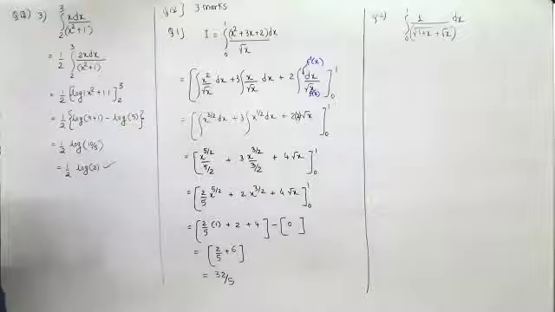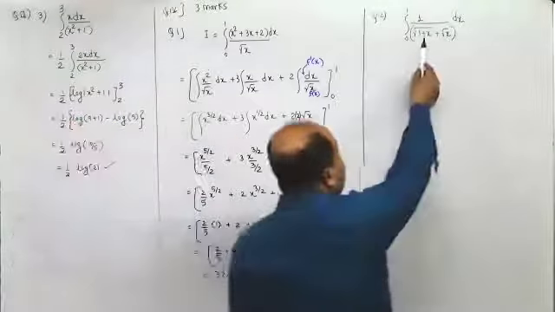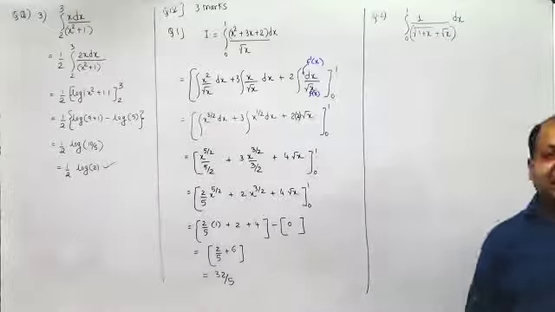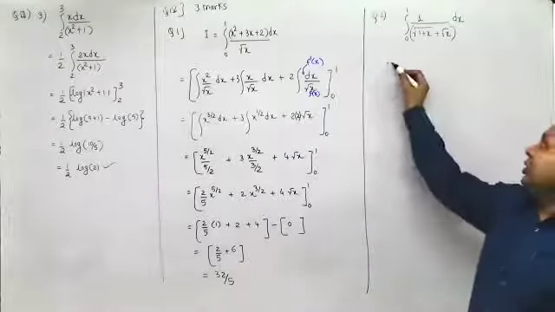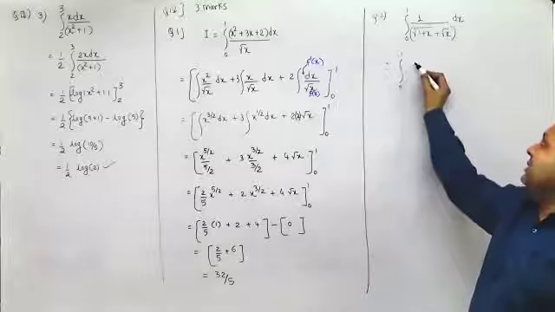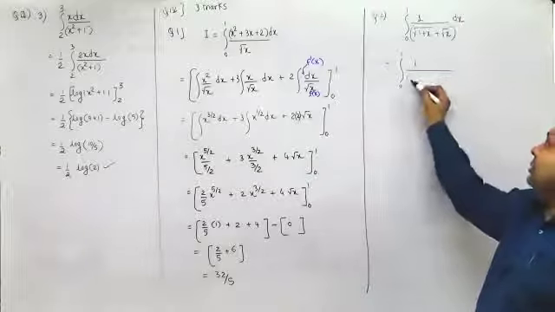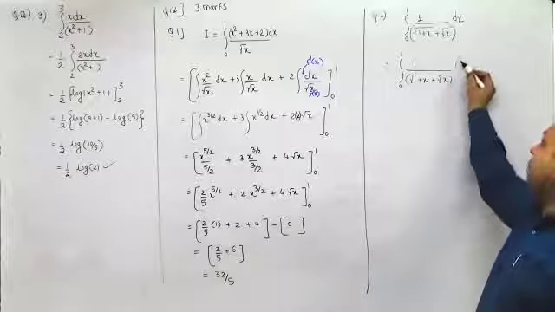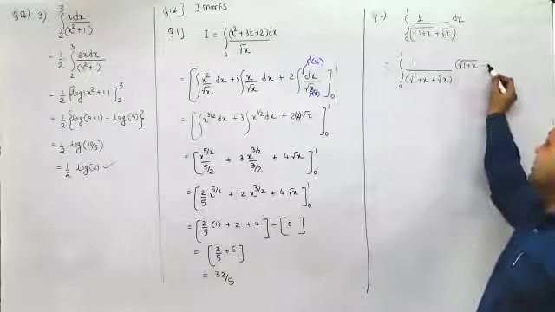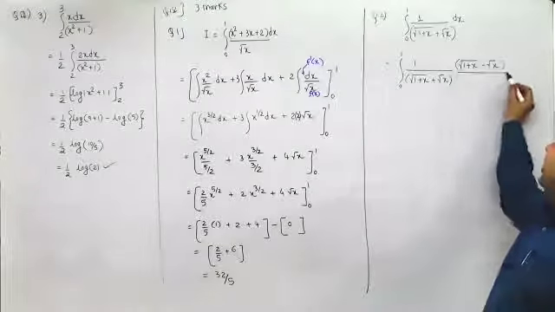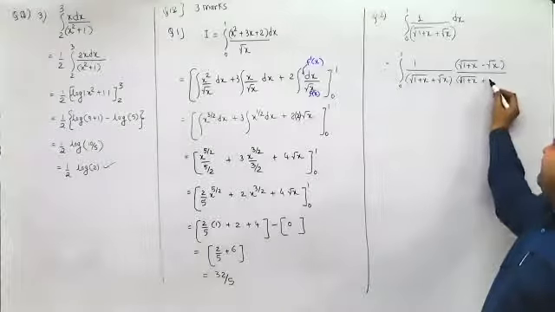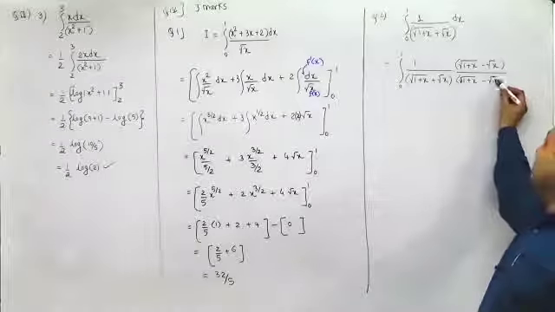Here, this is dx upon root 1 plus x plus root x. Now, if you observe here, you have a root x term plus. When you have a root x term plus or minus, take the conjugate and multiply it. So, you would be getting here 0 to 1, this is 1 upon root 1 plus x plus root x into root of 1 plus x minus root x, divided by root of 1 plus x minus root x.